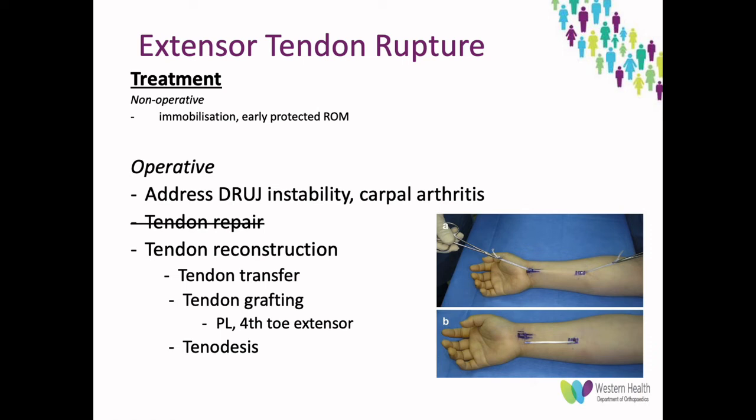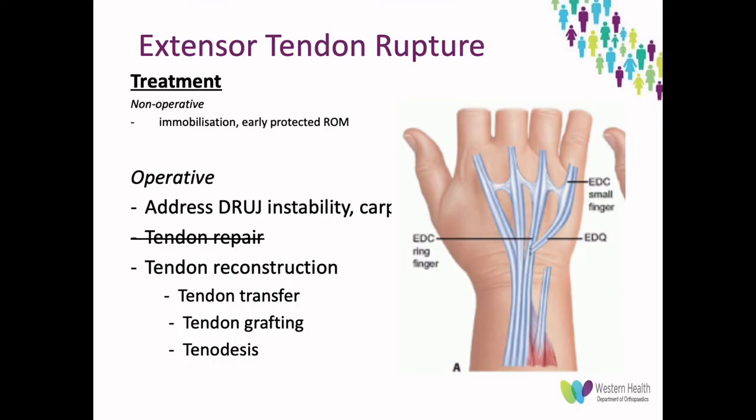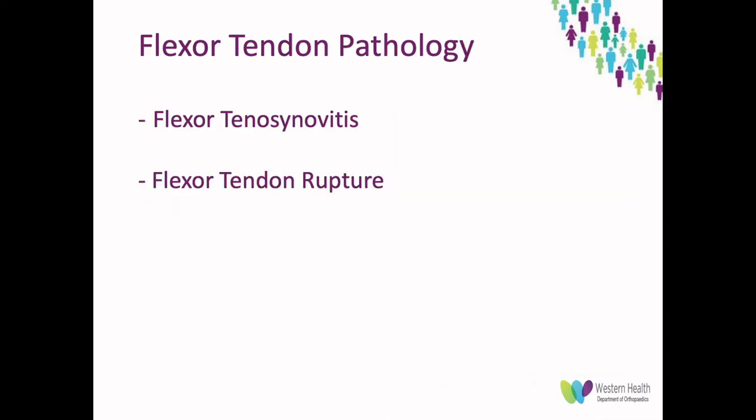So in terms of tendon grafting, it has pretty similar results to transfer in some limited literature studies. Palmaris longus most commonly used where present. Fourth toe extensors can also be possible donors. And here you can see just an example of how this has been used for EPL rupture, albeit not in a rheumatoid hand. I just thought useful to demonstrate the concept perhaps for some of the residents. And then tenodesis, you can tenodese the EDC stumps to the adjacent intact tendons.